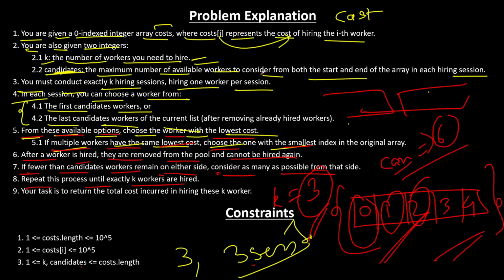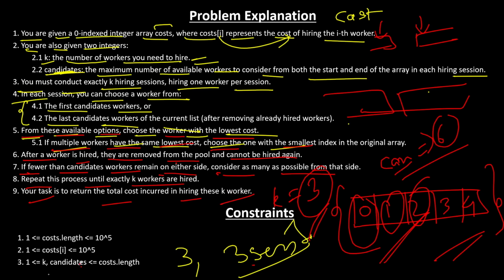An array is given to you. K is the number of workers you need to hire, and candidates is basically the subarray from the beginning and from the end, from which you will try to choose the minimum cost for the particular worker, and you have to complete it for the k workers. That's all, right? The task is to return the total cost incurred in hiring the k workers. So basically, the summation of the workers you took from the cost array. You have to sum that up, right?